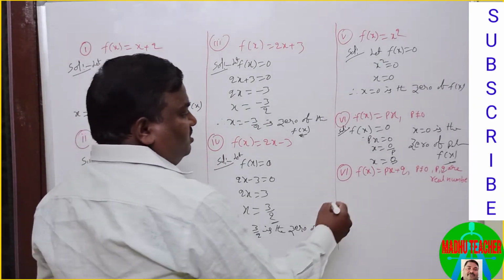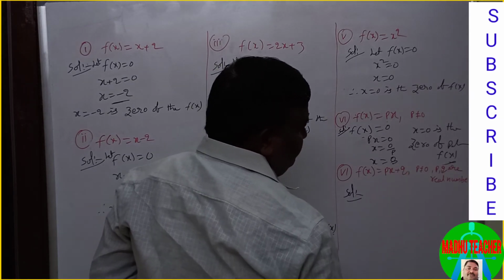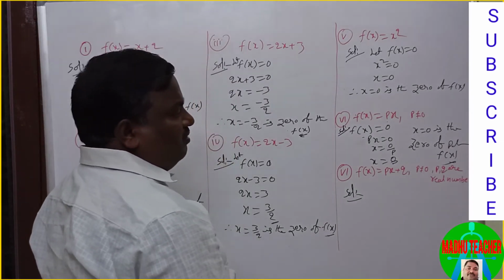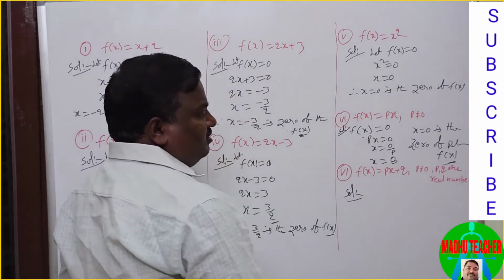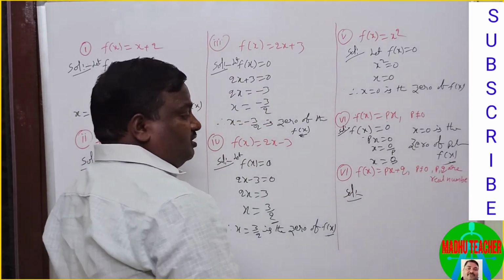Next, the last one is f of x equal to px plus q, where p not equal to 0. p comma q are real numbers. They are not variables. They are arbitrary constants.